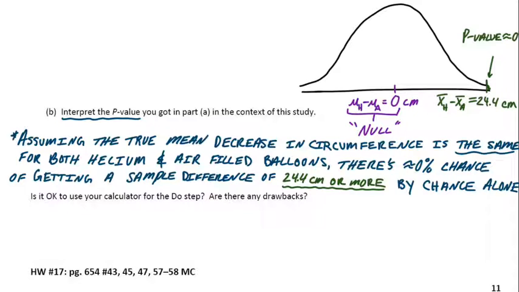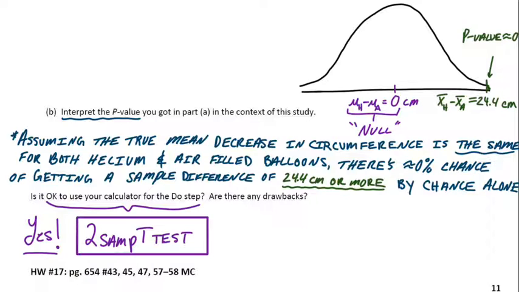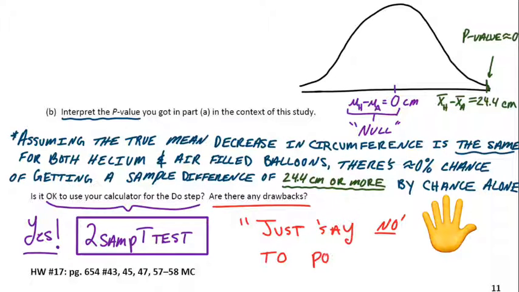Okay, and then the last note here, is it okay to use your calculator for the do step? Absolutely. I think I've emphasized that enough already. Definitely grab your calculator. You can use 2 sample t-tests when you're comparing or doing a test about 2 means. The only drawbacks, just make sure you say no if it asks you to pool for means. We only pool for proportions.